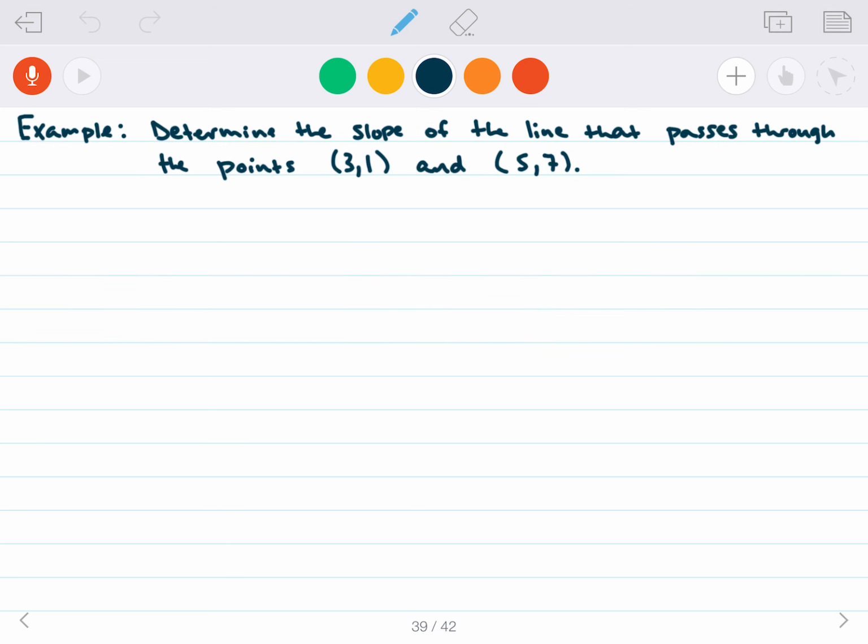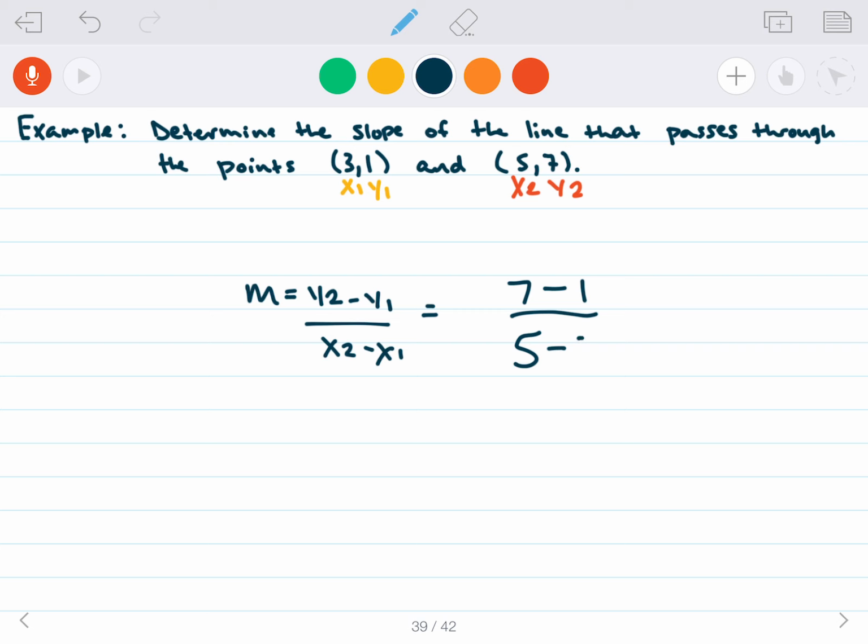Okay, let's try this one. So I'll call this x1, y1. Call this x2, y2. Using the formula, m equals y2 minus y1 over x2 minus x1. Just plugging these numbers straight in. y2 is 7, so I get 7 minus y1 is 1 over x2 is 5 minus x1 is 3. On top, 7 minus 1 is 6. On bottom, 5 minus 3 is 2. 6 divided by 2 is 3. So that is our slope, 3.